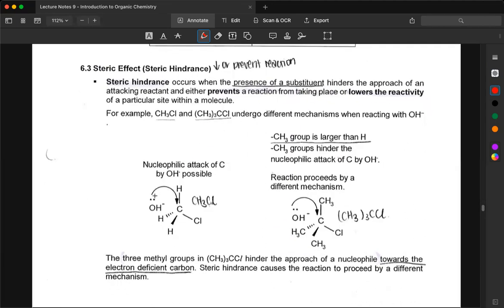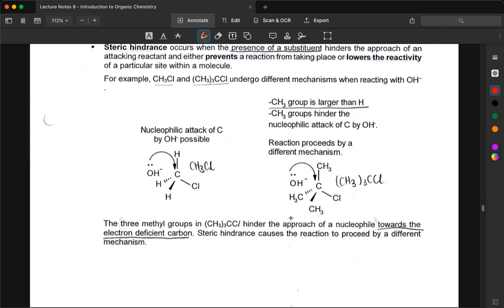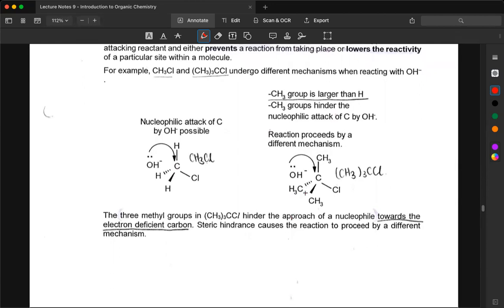So this OH minus is a nucleophile and is attacking the positive carbon center. Okay, in this case. However, when you have so many bulky groups surrounding the central carbon, CH3 is larger, and CH3 will hinder the nucleophilic attack of C by the OH minus. So the reaction will proceed by a different mechanism due to the steric hindrance. The three methyl groups hinder the approach of the nucleophile towards the electron deficient carbon.